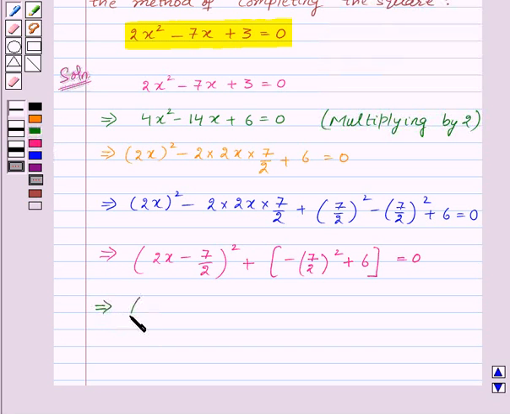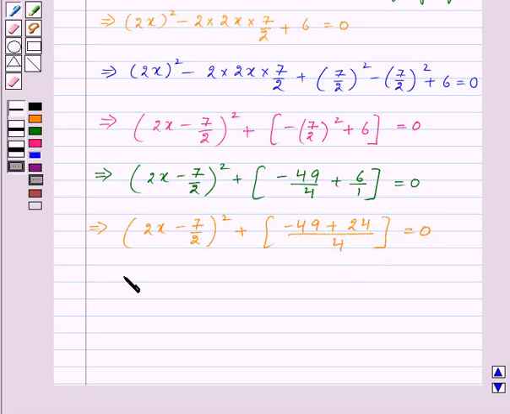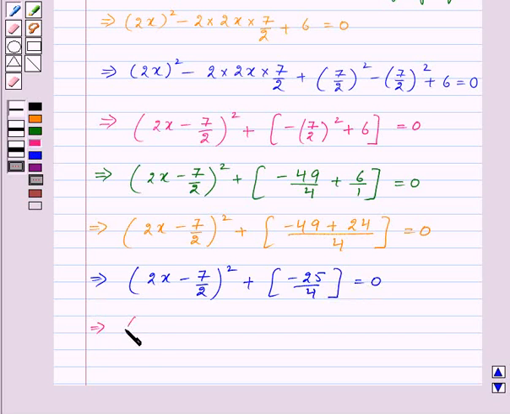This will be 2x minus 7 upon 2 whole square minus 49 upon 4 plus 6 upon 1 equal to 0. That is 2x minus 7 upon 2 whole square plus, minus 49 plus 24 upon 4, equal to 0. This gives 2x minus 7 upon 2 whole square minus 25 upon 4 equal to 0.